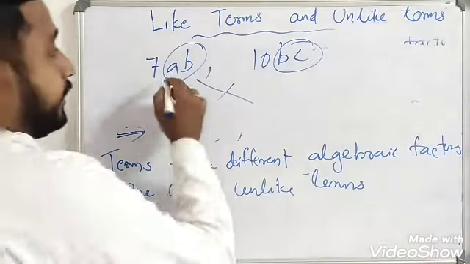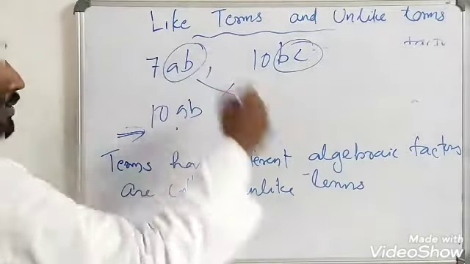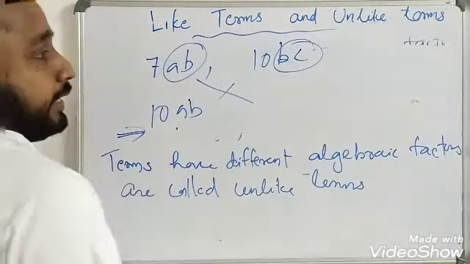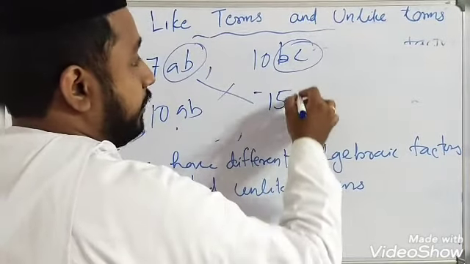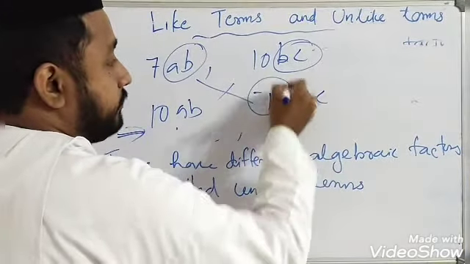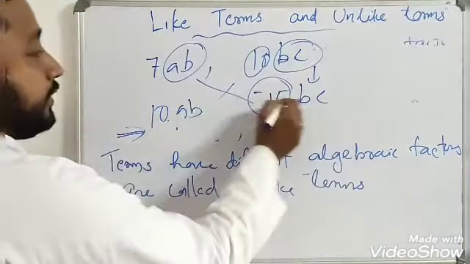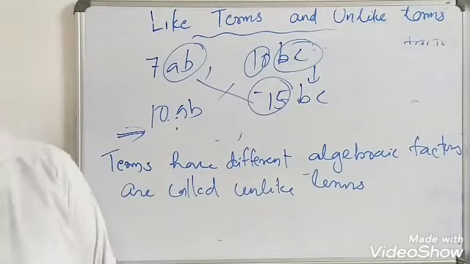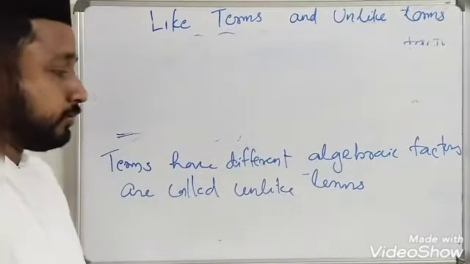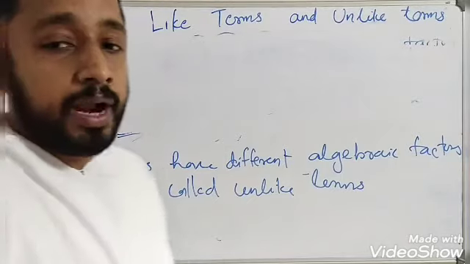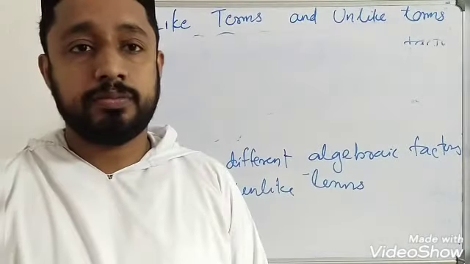7ab and 10ab are like terms, but these are unlike terms. Here, minus 15bc and 10bc, no problem, these are like terms, but these are unlike terms. Terms that have the same algebraic factors are like terms. Different algebraic factors are unlike terms.